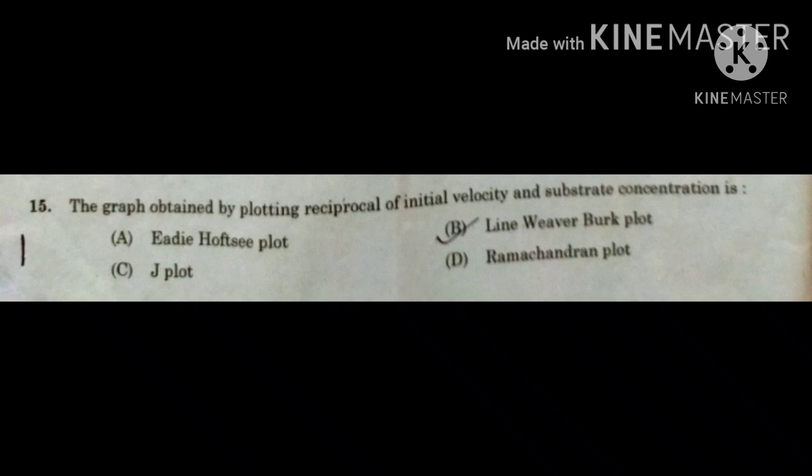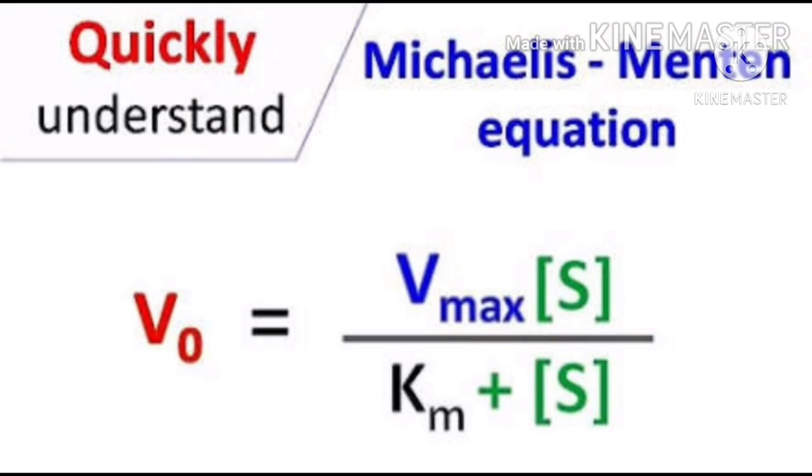The next question is, the graph obtained by plotting reciprocal of initial velocity and substrate concentration is option A, Eadie-Hofstee plot, B, Lineweaver plot, C, J plot, and D, Ramachandran plot. Okay, this question is from the topic enzyme kinetics. This is one of the important equations in the topic enzyme kinetics. The equation is known as the Michaelis-Menten equation.